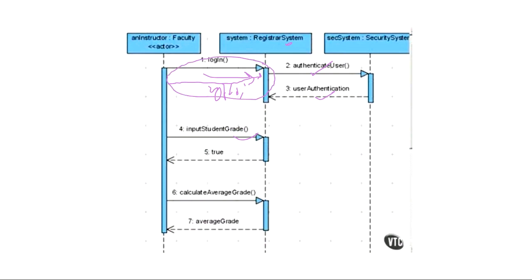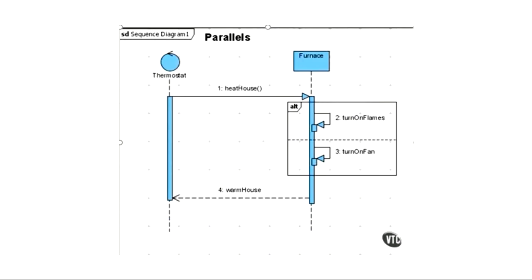So for that, what we can do, we can create this parallel interaction frame. For example, suppose you have this thermostat. What is this thermostat?